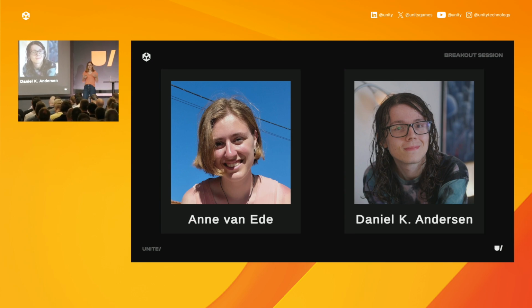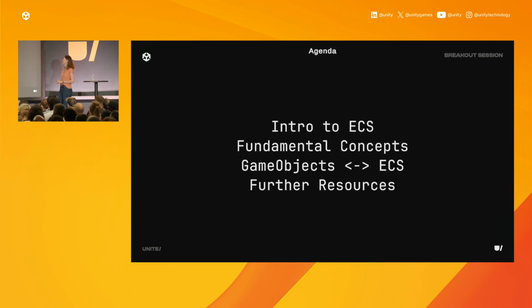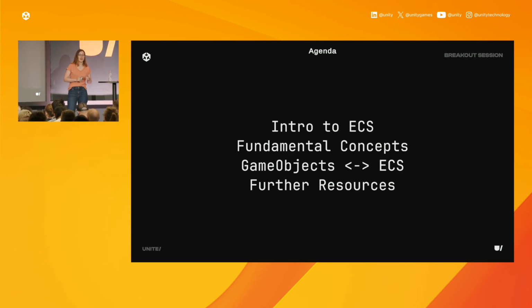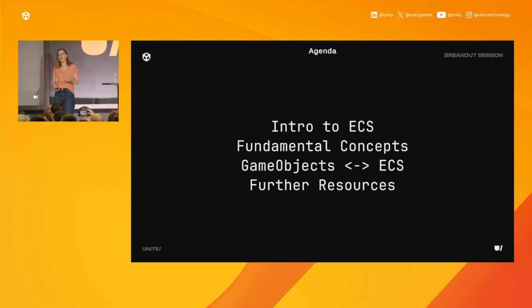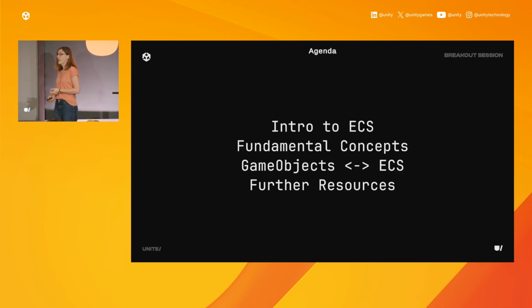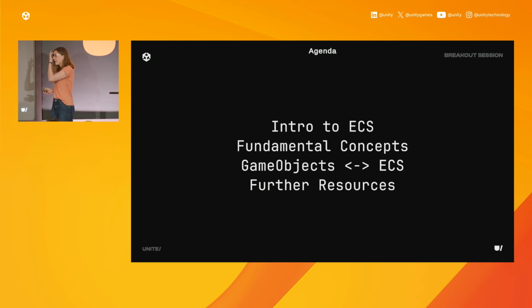So today, let's make a game. Wow, great start. Let's make a game with entities. We're going to start with a teeny tiny bit of theory on what is ECS and why we are using ECS, followed by the main part of our presentation, the fundamental concepts of ECS and the APIs that you're going to be using when you want to use ECS. And we're going to end with a small section on game objects and entities and how they interact with each other.